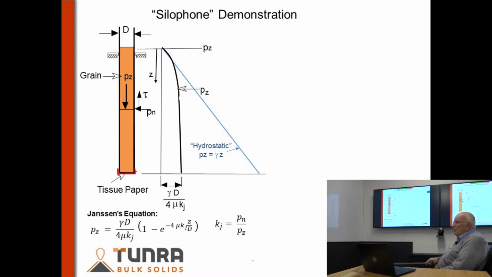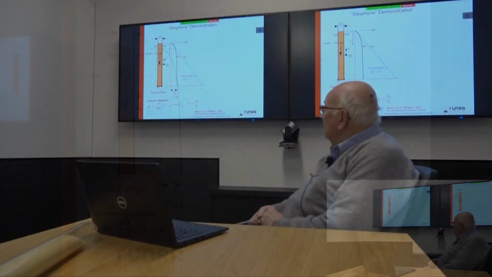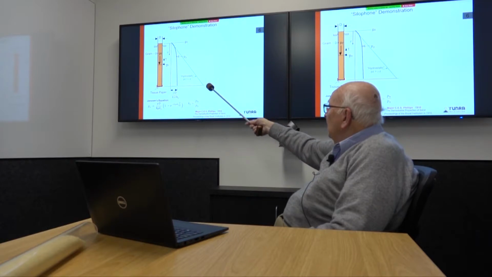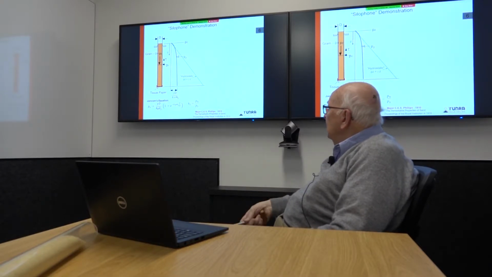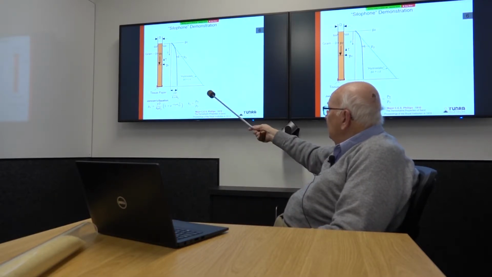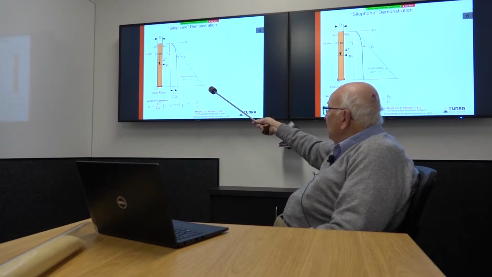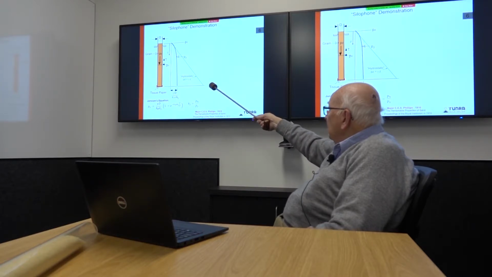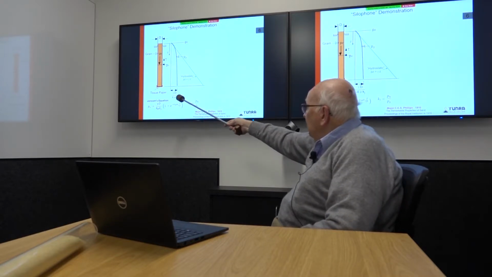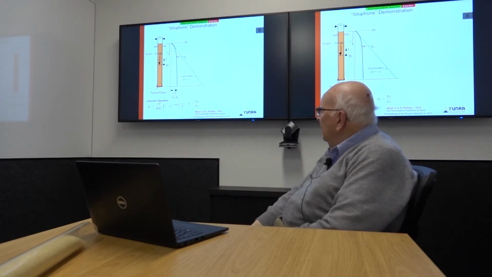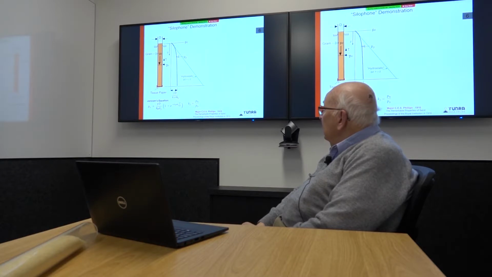The pressure ratio becomes constant. By contrast, I've shown the hydrostatic line. The hydrostatic line starts off tangential to Janssen's curve at the origin, then continues on. So in the case of hydrostatic loading, the more we fill it, the higher we go, the greater the pressure becomes down at the base. This is not the case with granular materials.